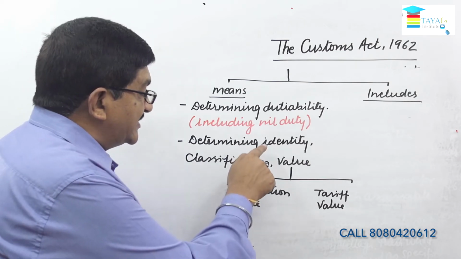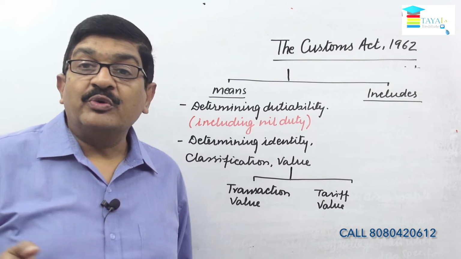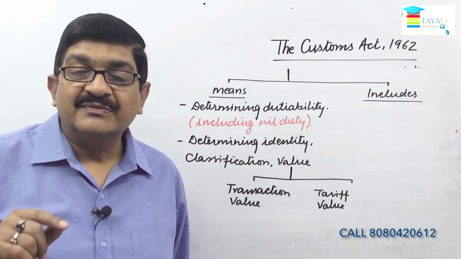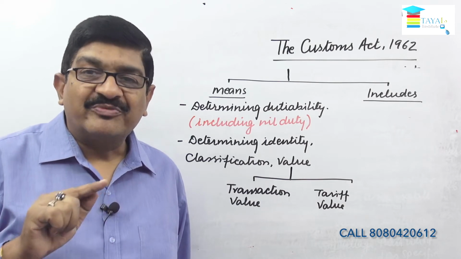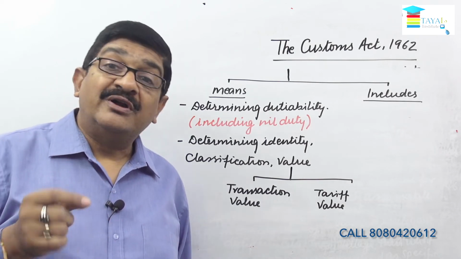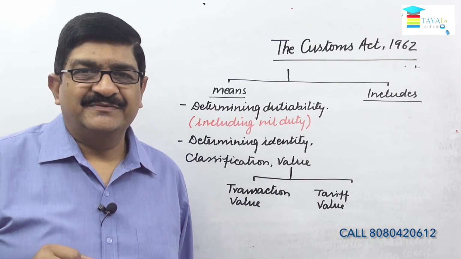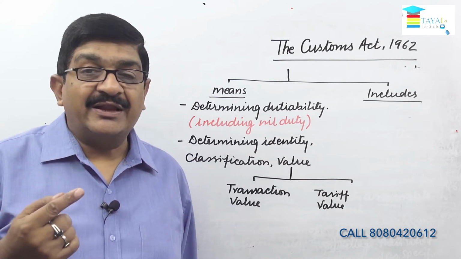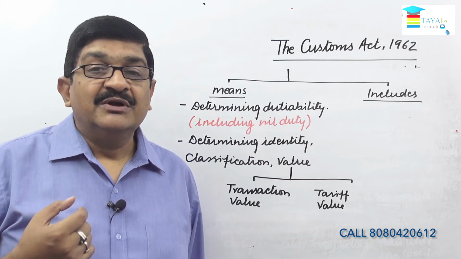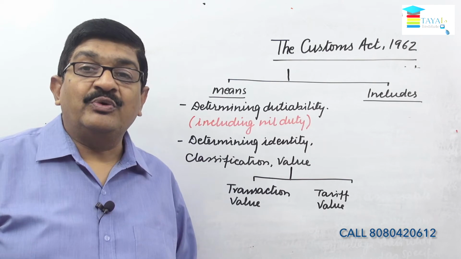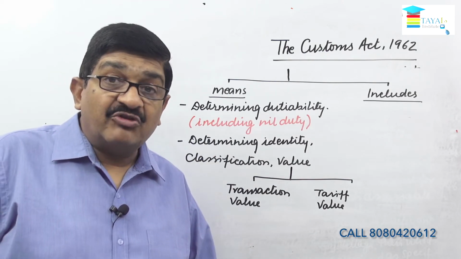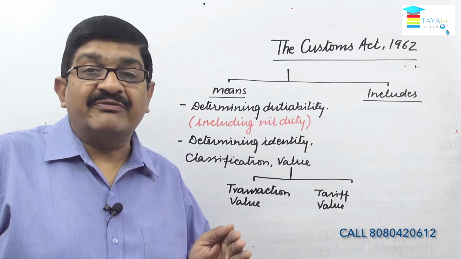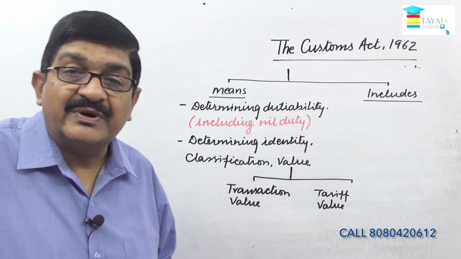So, when you identify and classify the goods, what do you get to know? The type of duty applicable, whether ad valorem or specific. Number two, the rate of duty. Right. Only then can the matter proceed, otherwise not. So, if there is a specific duty, the valuation is not to be done at all. In that case, determination of the quantity, the quality, and other things will become relevant.